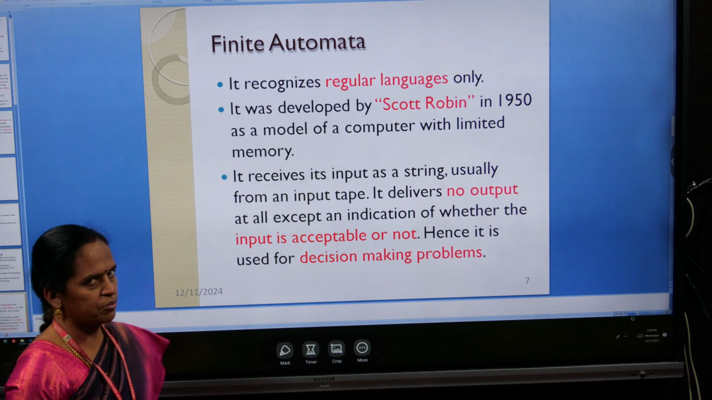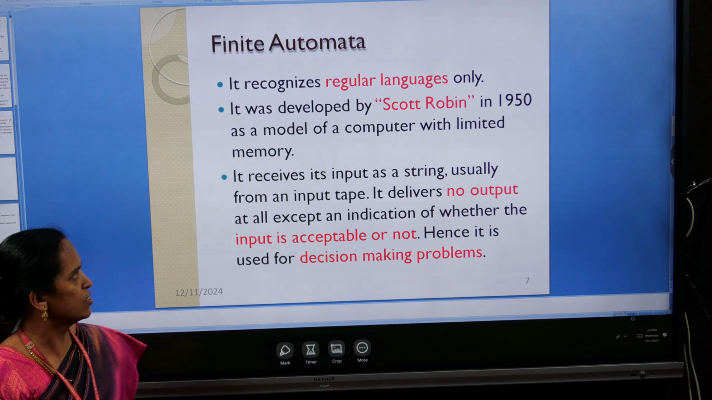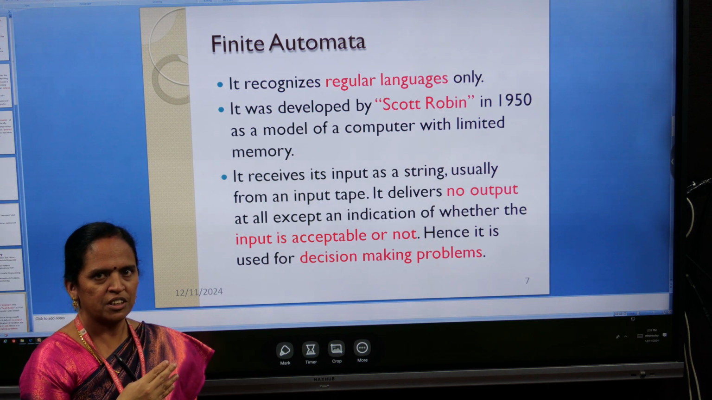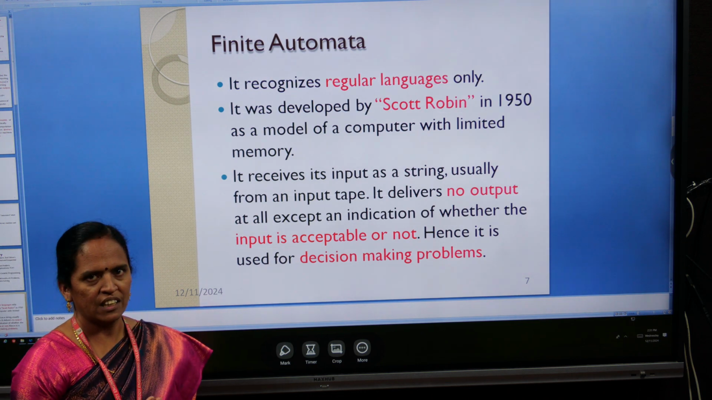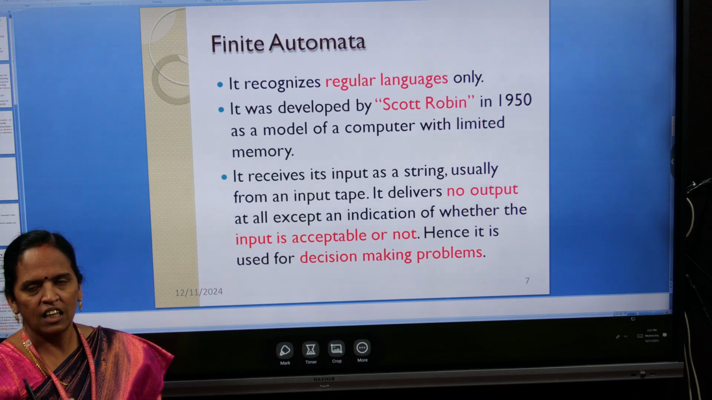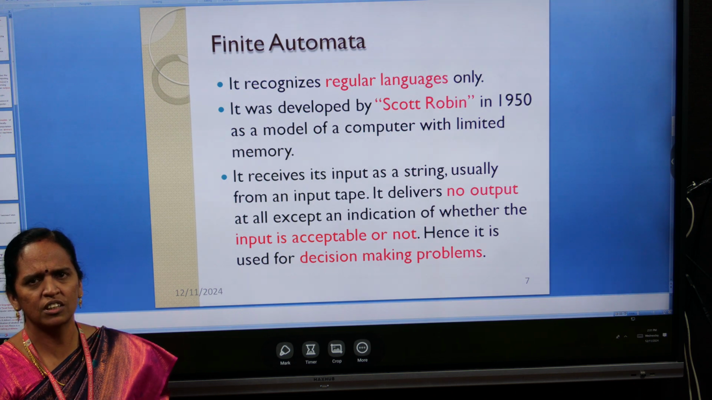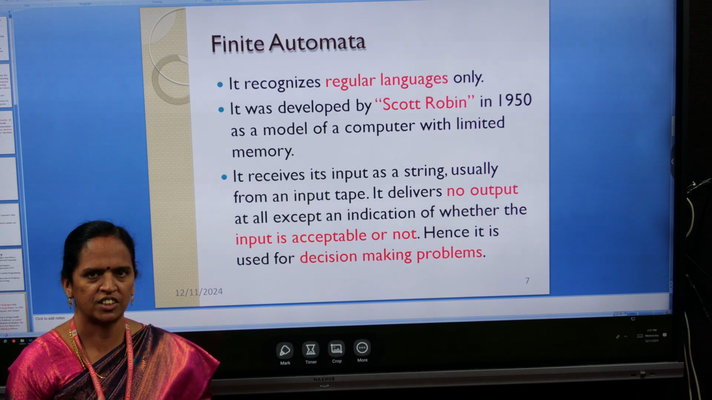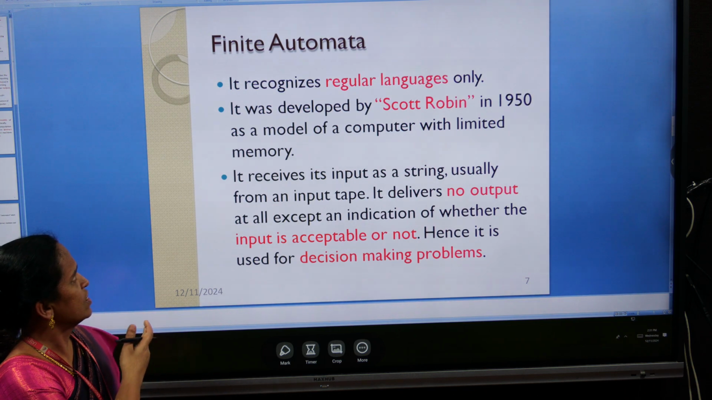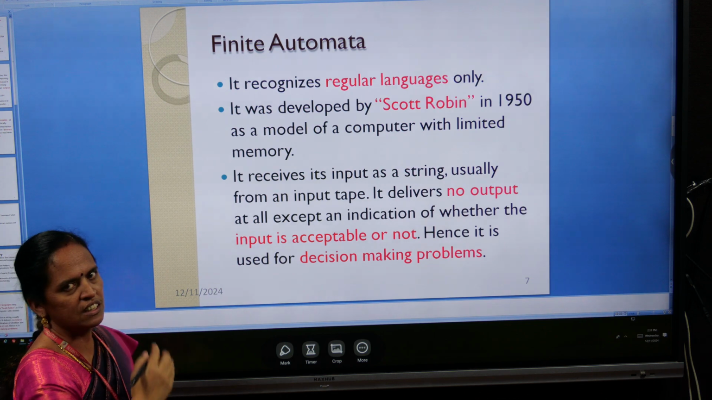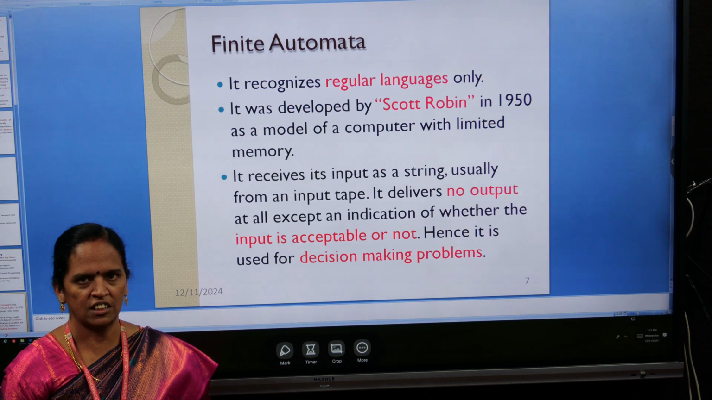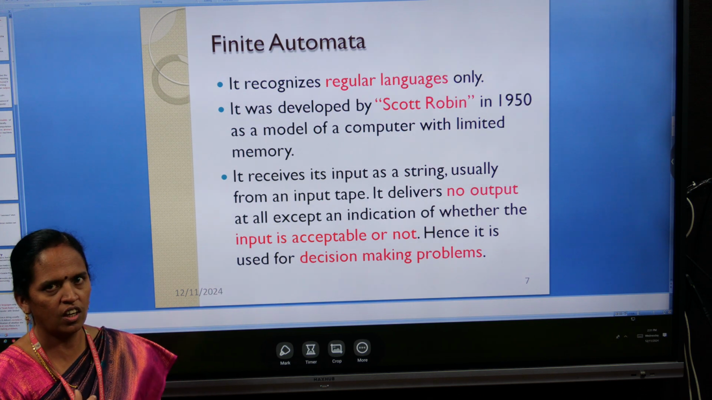So the first abstract machine is finite automata. We are going to discuss what is finite automata. All these abstract machines accept some languages or produce some languages. So what is meant by language? A language is a collection of strings. These strings are accepted by this kind of abstract machine, or the abstract machine generates the set of strings. Those strings collectively together are called a language.